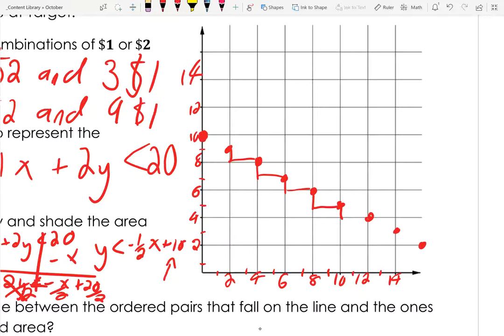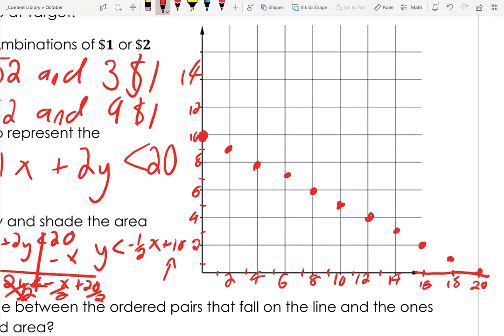I actually ran out of room here. Oops, I didn't mean to erase those. I'm going to extend this just a little bit. We're going to have 16 here, and 18 here, and we're also going to have 20 here. That would be right there, and then right on that line.